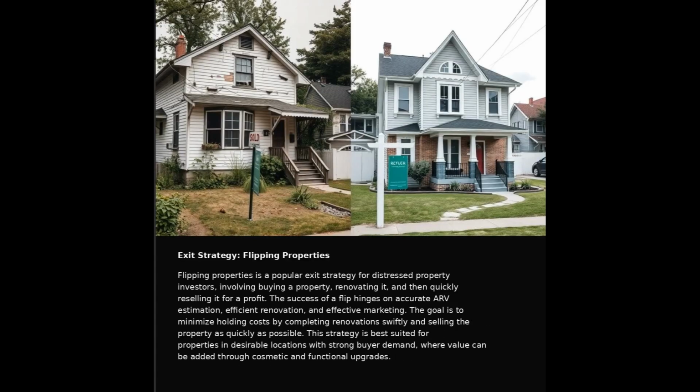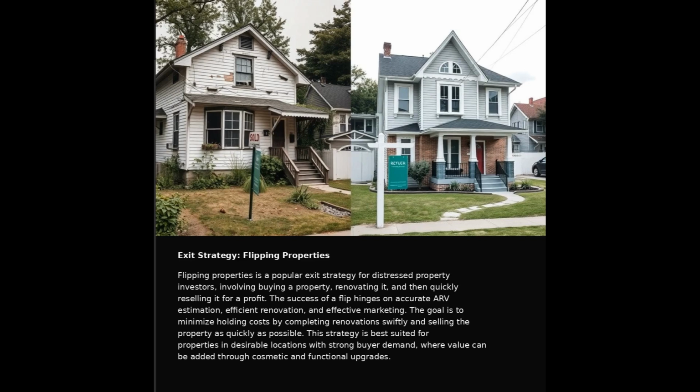Exit strategy: flipping properties. Flipping properties is a popular exit strategy for distressed property investors, involving buying a property, renovating it, and then quickly reselling it for a profit. The success of a flip hinges on accurate ARV estimation, efficient renovation, and effective marketing. The goal is to minimize holding costs by completing renovations swiftly and selling the property as quickly as possible.